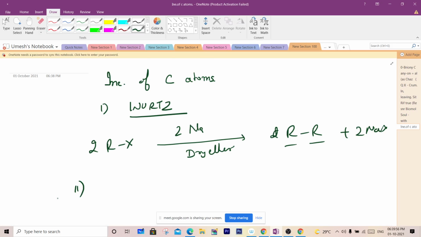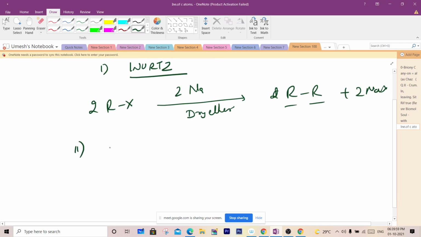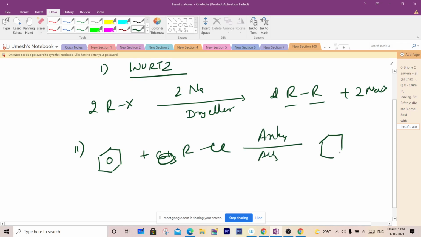Friedel-Crafts alkylation and acylation. Yes, Friedel-Crafts alkylation can do. But that will be adding an alkane carbon chain to the aromatic compound, right? Benzene plus I can add here RCl in the presence of anhydrous aluminum chloride. You are right. We are adding a carbon chain to the benzene ring. Good. Another way.